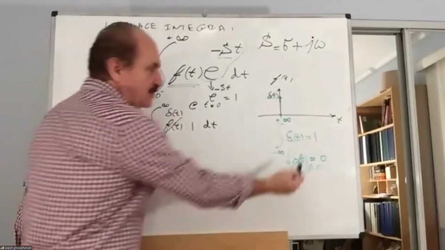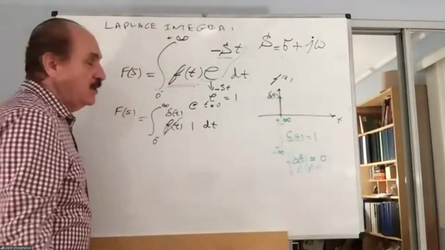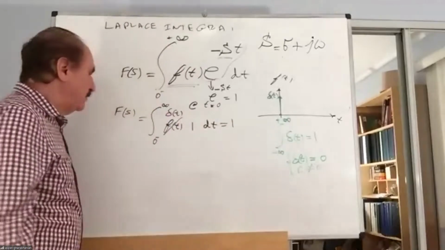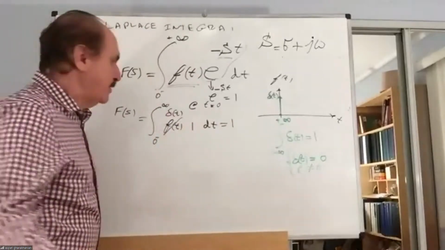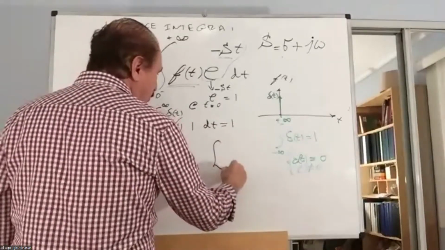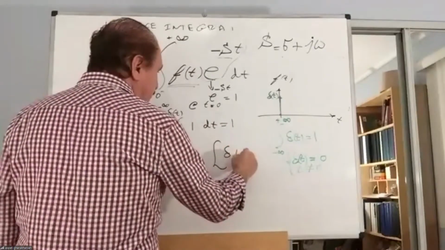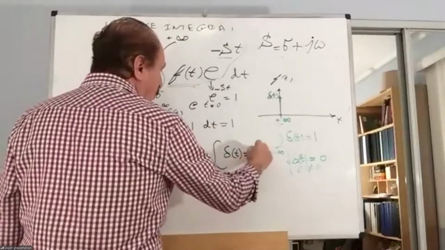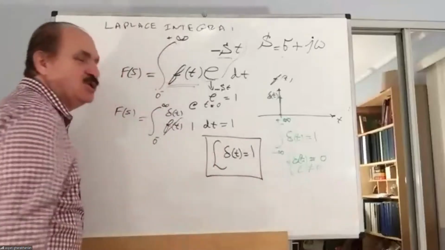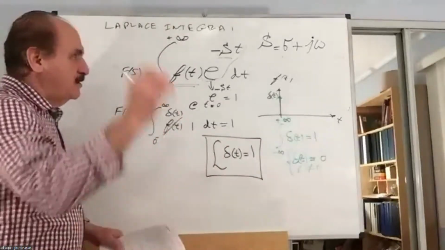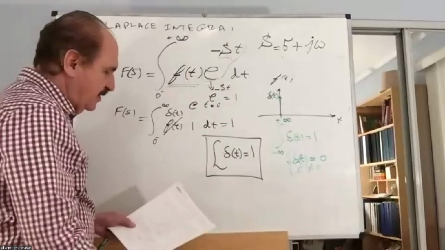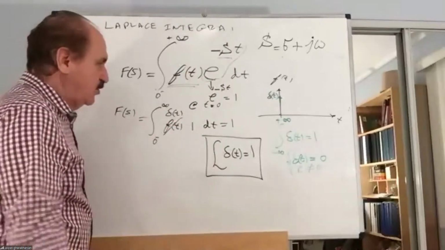Well, this is what we said according to the definition of the impulse. It's 1. So there, you get F of s is 1. So we conclude that number 1, Laplace transform of delta t is 1. Number 1, that shows in the chart, and that will be copied and pasted and saved in the table of the Laplace transform.